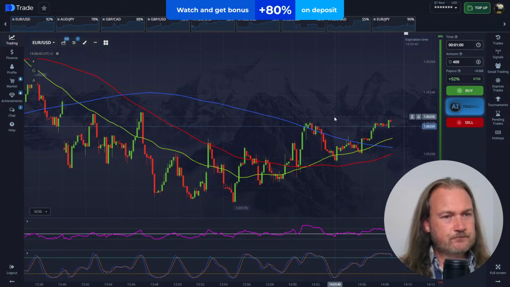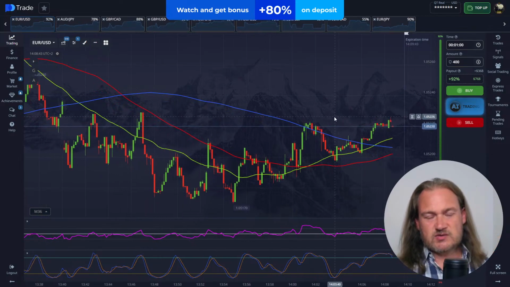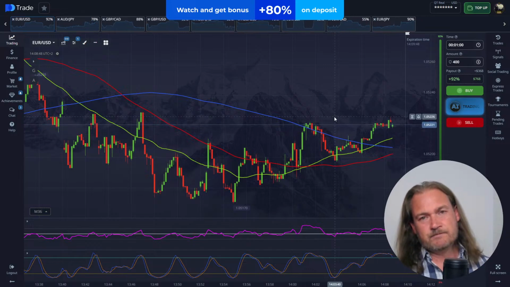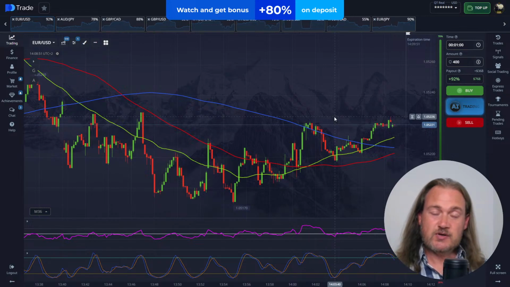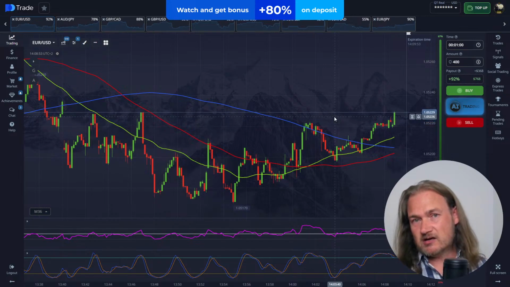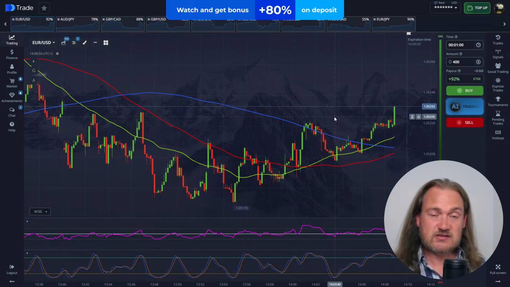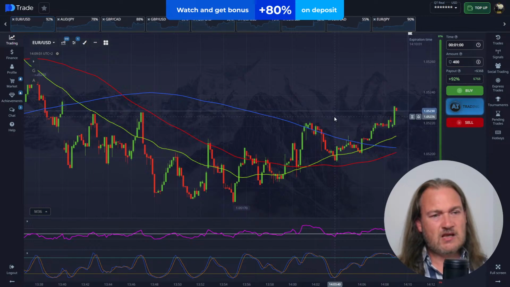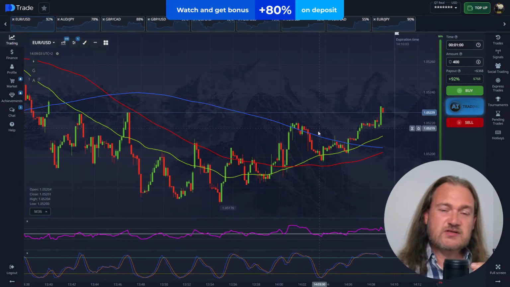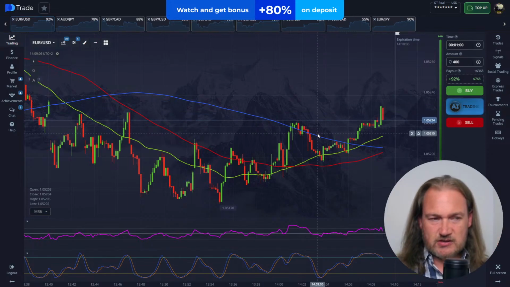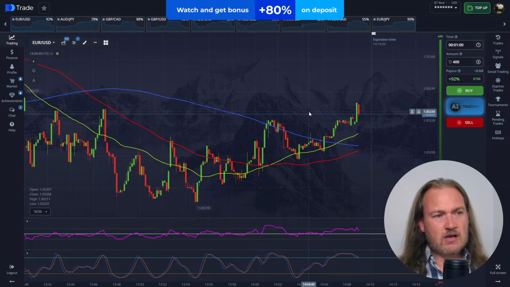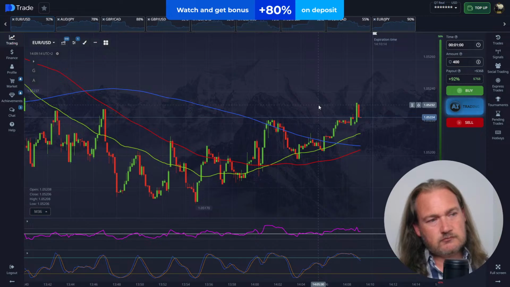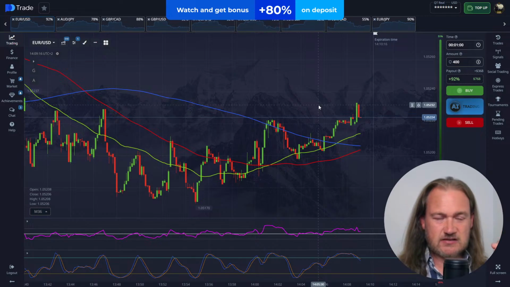But what we are going to do is look for areas where price is moving in an established trend. A bullish trend is defined as price making higher highs and higher lows, and a bearish trend is defined as price making lower highs and lower lows. I'm going to use a bullish example, but it's exactly the opposite for a bearish movement.